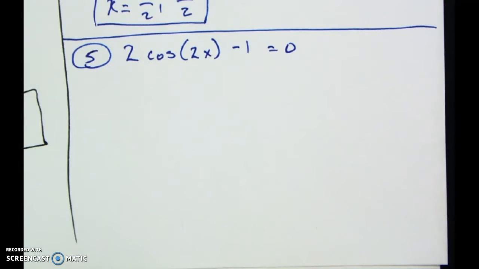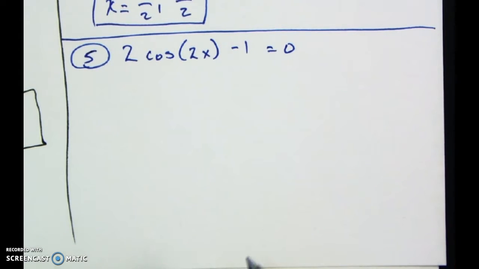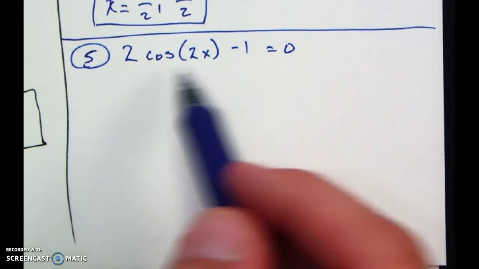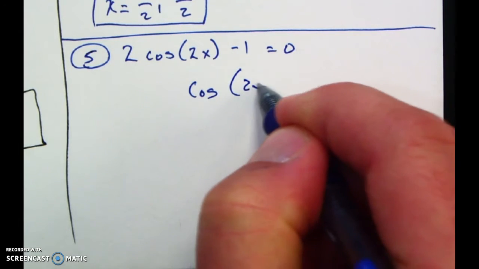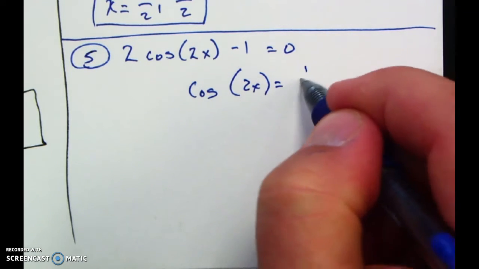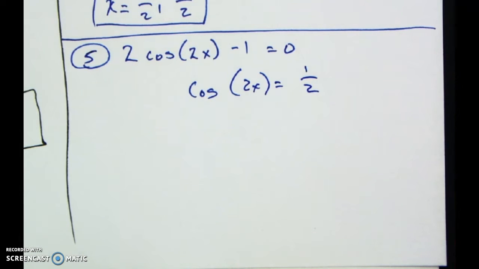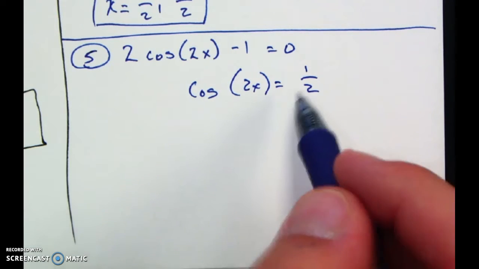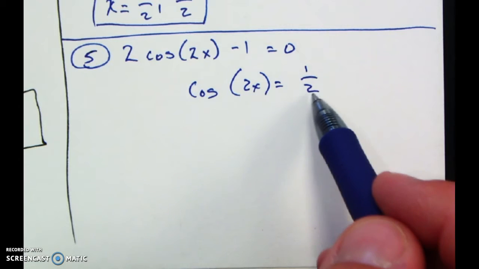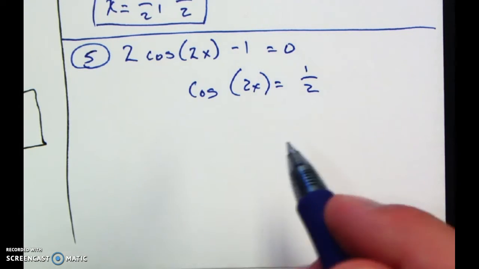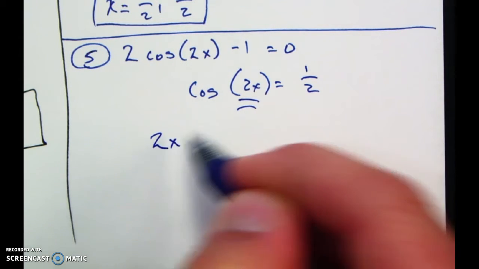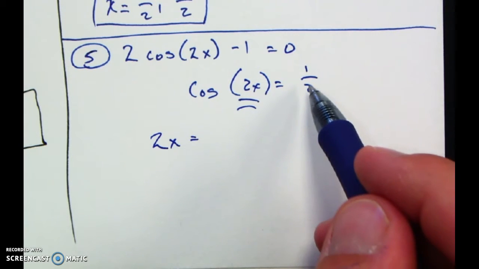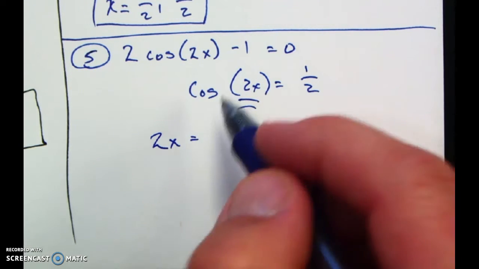Last example, we have 2 times the cosine of 2x minus 1 equals 0. Again, we're solving for x. So I'm going to add the 1 and divide by 2, and we have cosine of 2x equals 1/2. And so what we're looking for here is I'm taking the inverse cosine of both sides, and so I'm finding my cosine values that are equal to 1/2 using that on the unit circle. So this one's different because of the 2x.